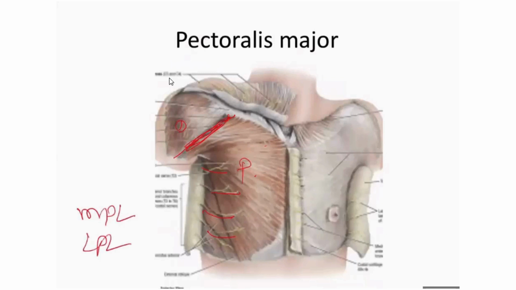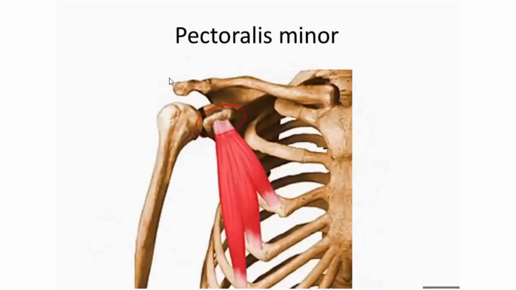What is this muscle? Pectoralis major. It is inserted on the coracoid process of the scapula. It arises from the upper ribs. This is first rib, this is second rib. It arises from the third, fourth, and fifth ribs.